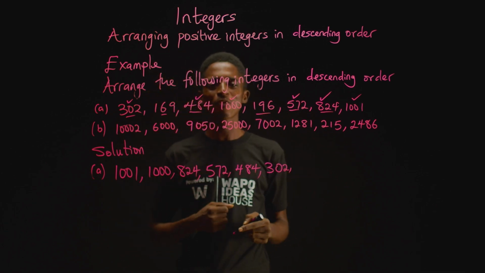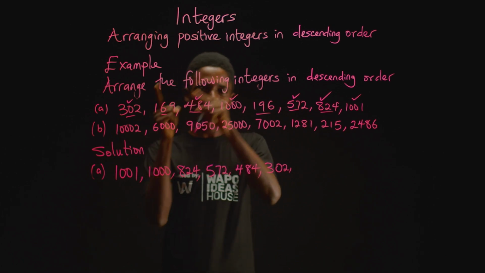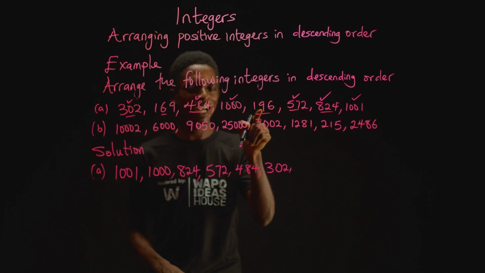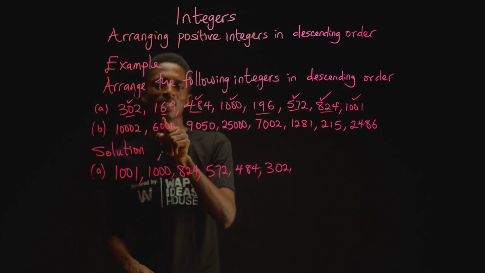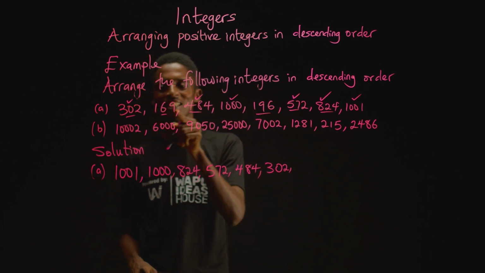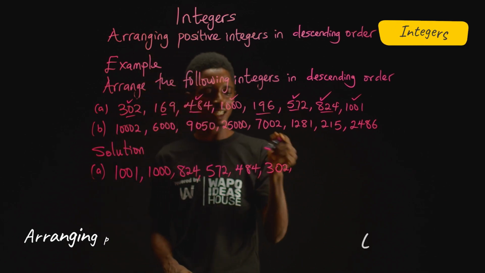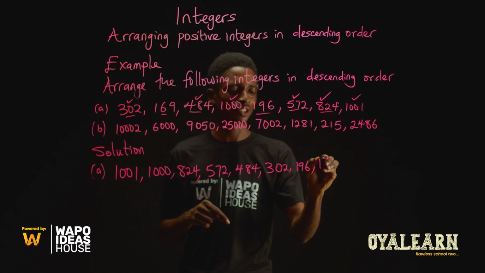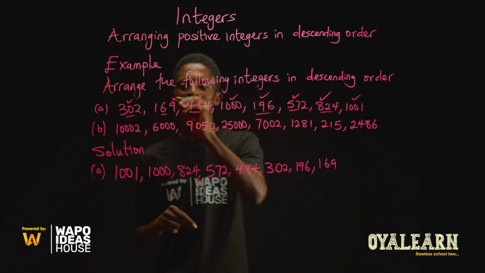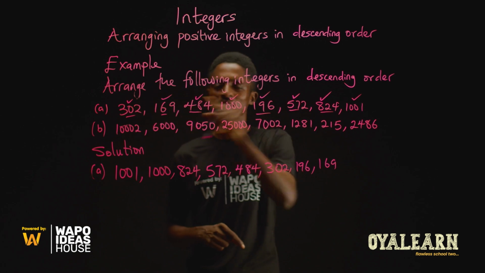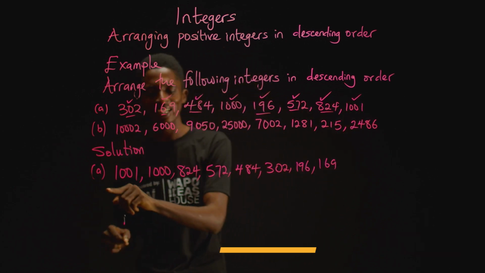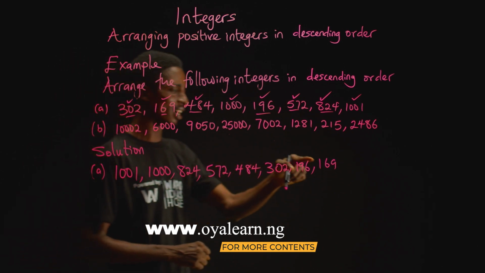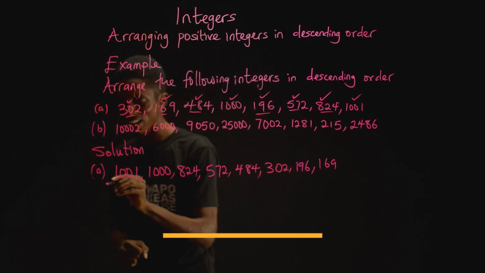So just like we did in the first case, we consider the next digit after 1. So after 1, here we have 9, and here we have 6. And 9 is greater than 6. That tells us that 196 comes before 169. And there we have arranged the first set of numbers in descending order, from the largest to the smallest. Now let's do B.